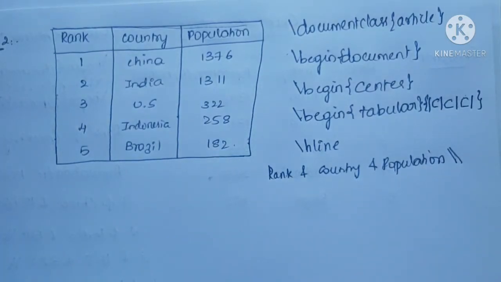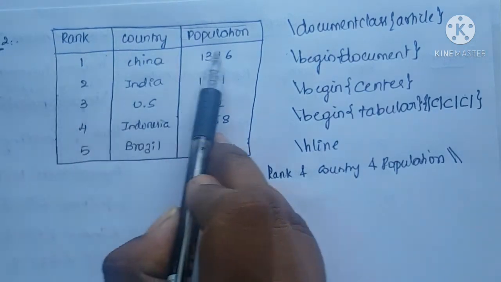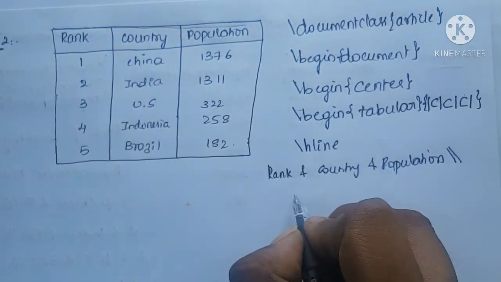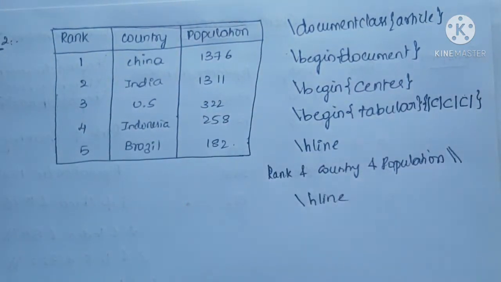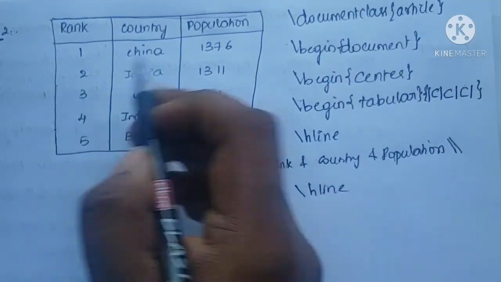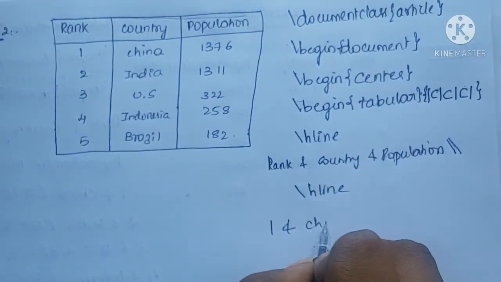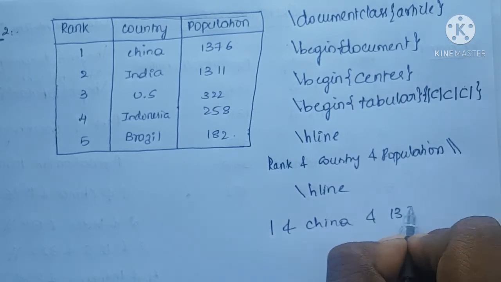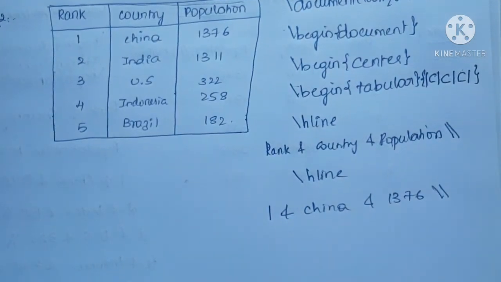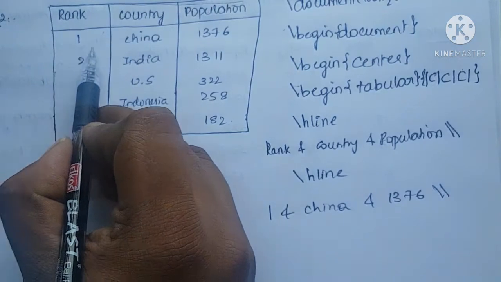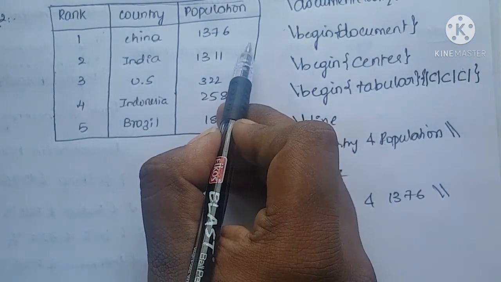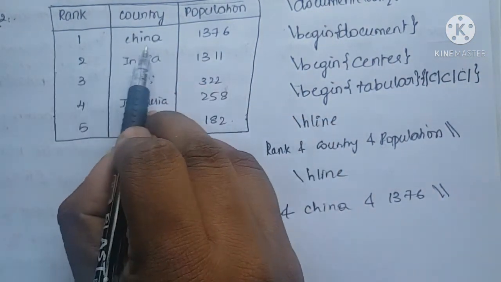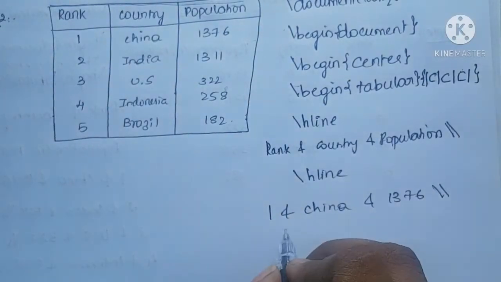Now, before moving on to the next row, you observe you need one more horizontal line. So, what is the command? \hline. Is it clear? Next row, 1 and China and 1376, 2 backslashes. Do you need any line here? If I wanted the line here, I should have used \hline. But I don't need any line here. So, we'll move on to the next row.